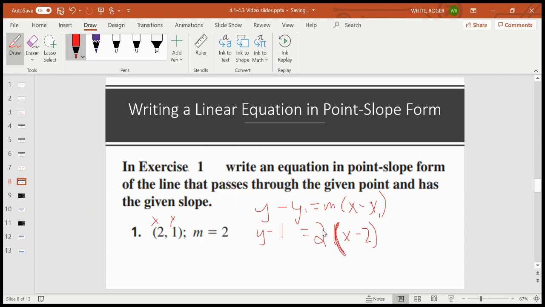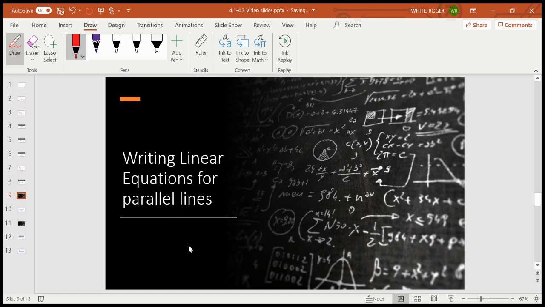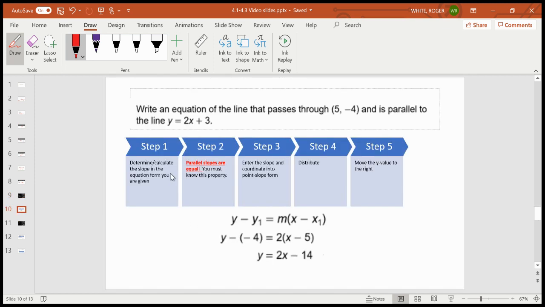What point slope form doesn't give us immediately is the y-intercept. But when we go to the next topic, we're going to see how we can get that. So now with all of that said, we're going to write an equation for a parallel line. So here's an example of a problem. We want an equation that passes through a point and it's parallel to this line.